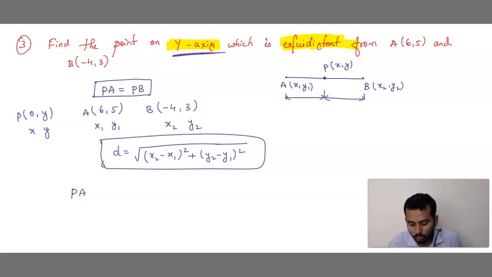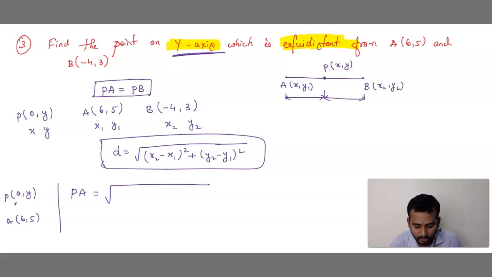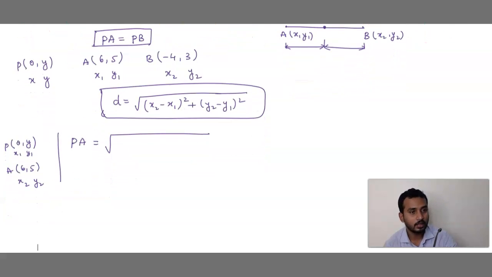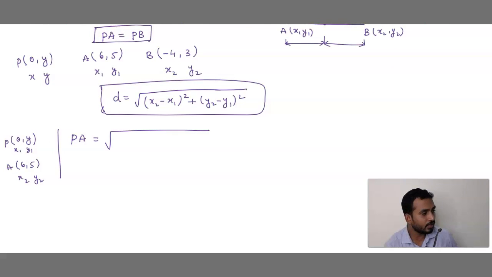So better we do it individually. PA. Now what are the coordinates? PA is equal to root of, who is coming first? P. So what are the coordinates of P here? 0 comma y. What are the coordinates of A? 6 comma 5. According to this condition, this is x1, y1 and this is x2, y2, because we want PA, right? P should come first, A should come next. So P coordinates are 0 comma y, that is x1 y1, A coordinates are 6 comma 5, that is x2 y2. So what is the formula?